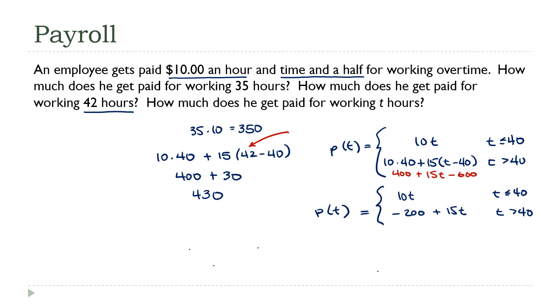Now you might be asking, and it'd be a good question, why did I put the equals on the first one up here instead of the second one? And from a practical standpoint, that's an important thing to ask, right? In this case, try them both out. If you put 40 into the top formula, 10 times 40 is 400. And if you put 40 into the bottom formula, this is also 400. So it doesn't really matter, right? You're going to get the same number either way.